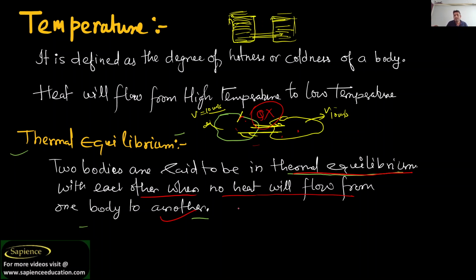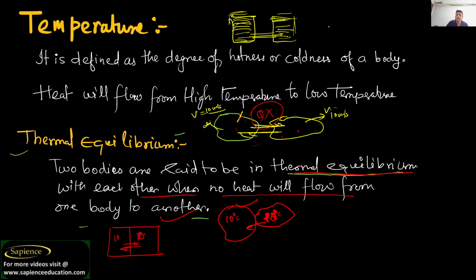Let us consider a body one with a temperature of 10 degrees Celsius and another body with a temperature of 20 degrees Celsius. Definitely heat will flow from high to low. But if the temperature of both bodies is the same, they will be in thermal equilibrium. It is like a pressure equilibrium. If the pressure of one object is 10 pascal and the pressure of another object is also 10 pascal, no mechanical movement will be seen.